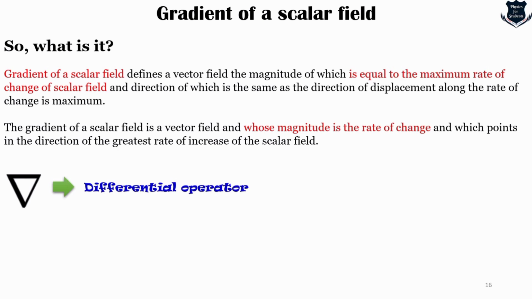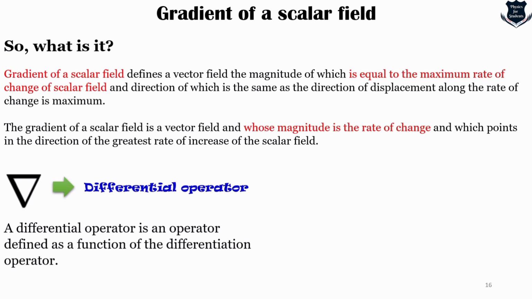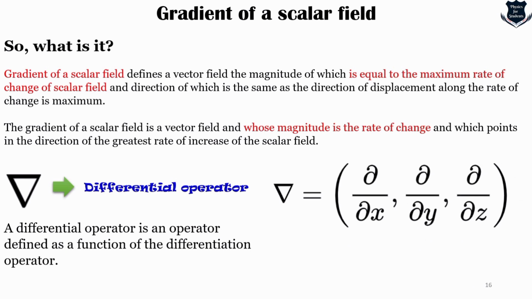This is the differential operator, which gives differentiation through calculus. A differential operator is an operation defined as a function of the differentiation operator. And here we get it: del by del x, del by del y, these are all partial derivatives. We have seen divergence, gradient, and curl, but in this section we are looking into the gradient, and the divergence we will see soon.